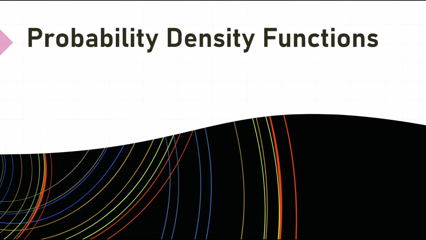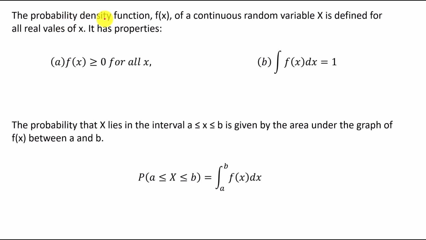Okay, in this video, we're going to be looking at probability density functions. The probability density function f of x of a continuous random variable x is defined for all real values of x, and it has these properties.